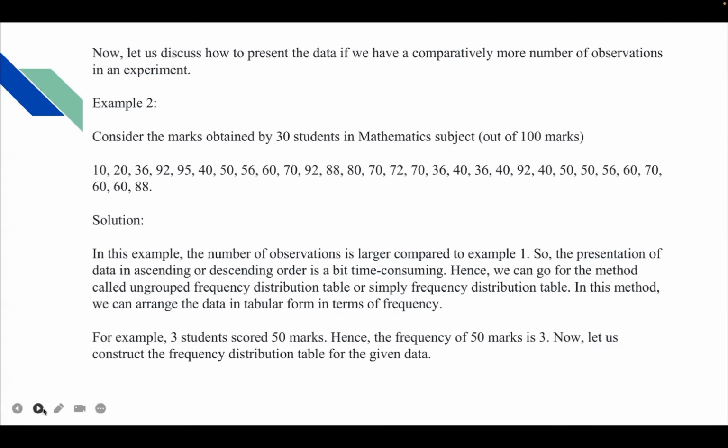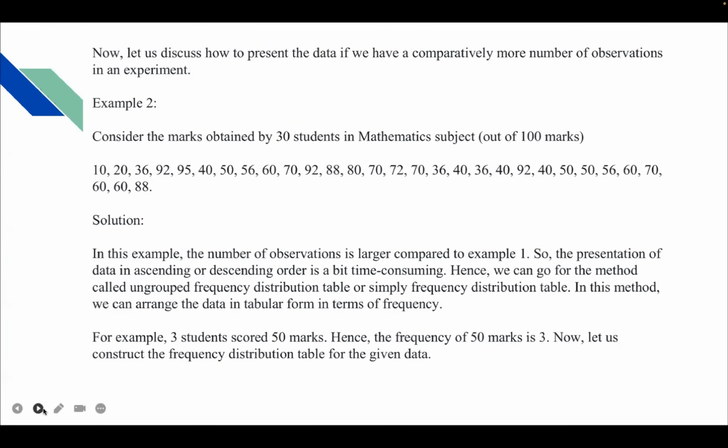So now, in this example, the number of observations is larger than the one we worked with in example 1. So the presentation of data in ascending or descending order is going to be a bit time consuming. You can do it, yes, but it will be time consuming. So hence we can go for the method called ungrouped frequency distribution table or simply frequency distribution table.